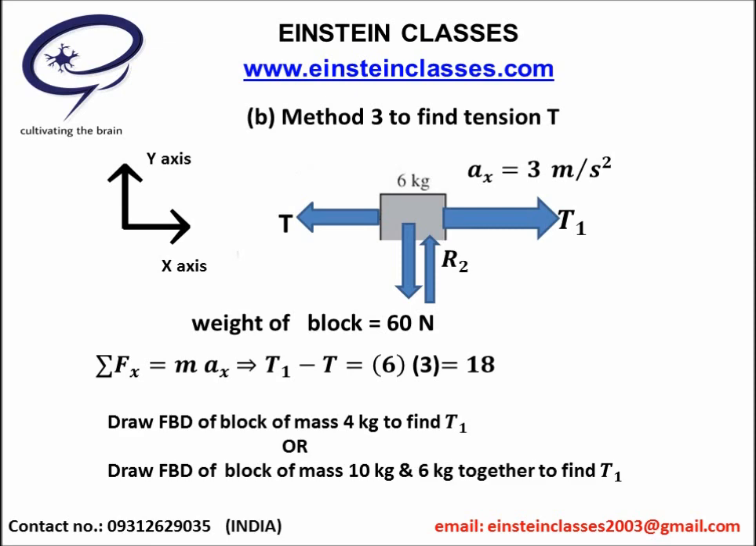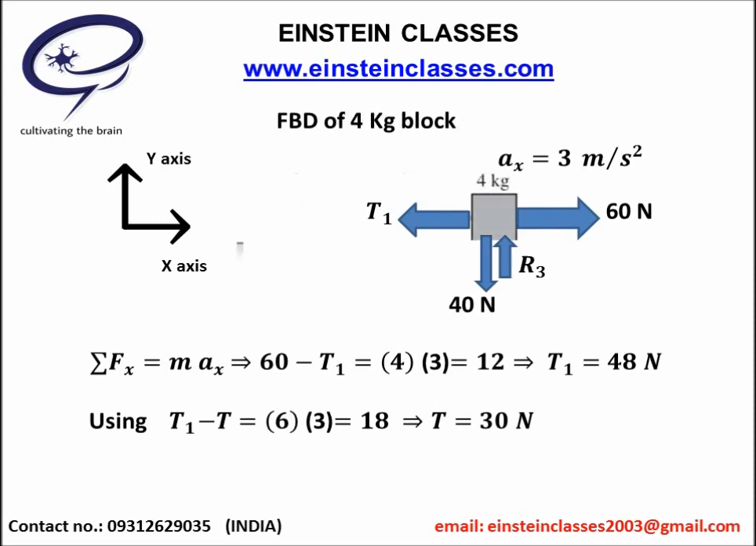Apply Newton's second law along x-axis, and net force on the block along x-axis is T1 minus T, which equals to the product of mass 6 kg and its acceleration 3 meter per second square. Hence T1 minus T is 18. To find T, we have to find T1. To find T1, consider 4 kg block as system, or consider 10 kg and 6 kg blocks together as system.